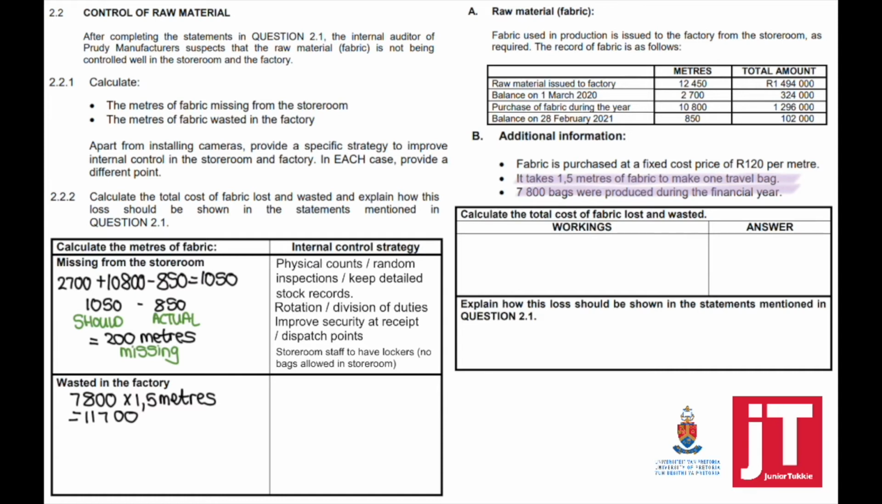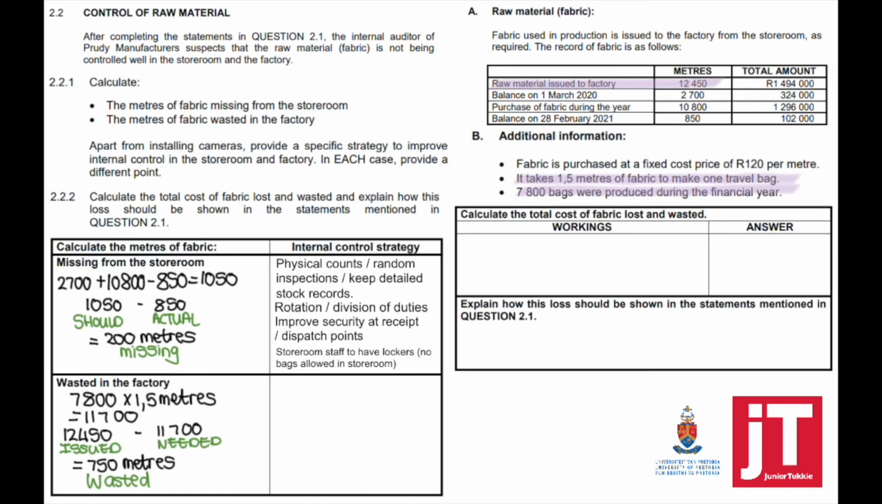If we look at the raw materials that were issued to the factory, 12,450 were issued. But we only needed 11,700. So we've actually used more fabric than what we needed to make 7,800 bags. So if we take 12,450, which was issued, minus 11,700, which was needed, it means that 750 meters were wasted.